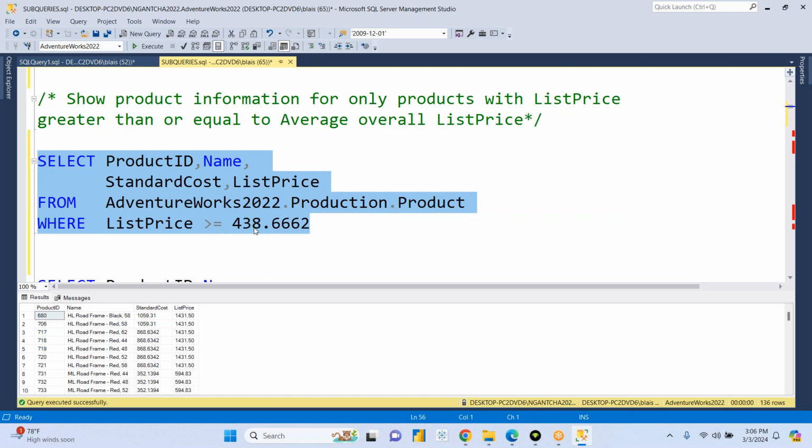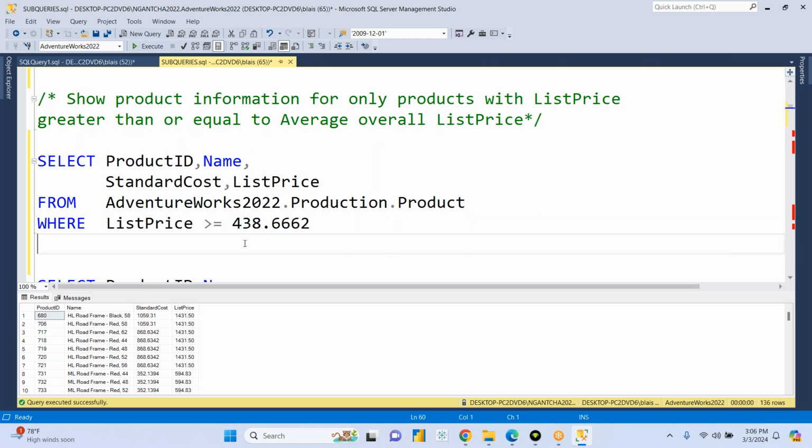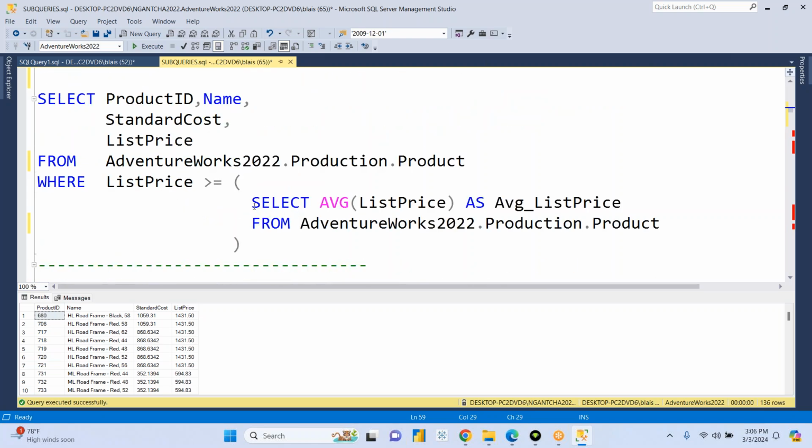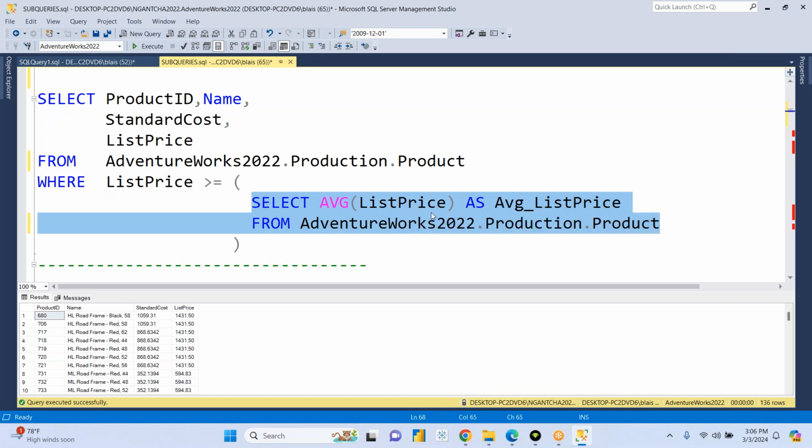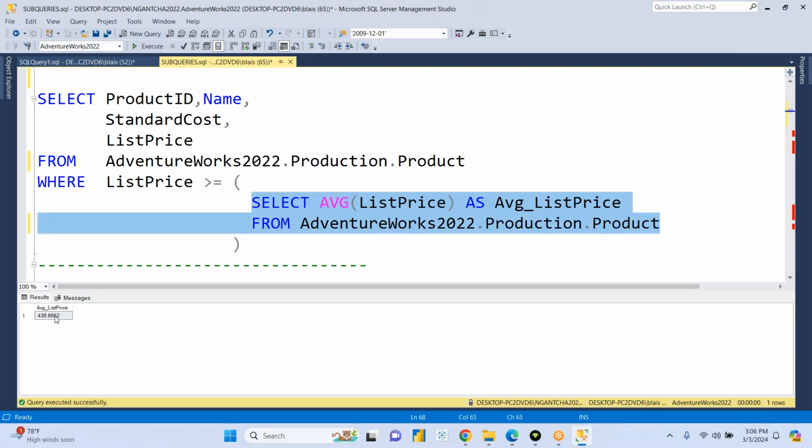The average list price value for today might be different tomorrow. And this does not take into account the possibility that the average list price could keep changing. So instead of hard coding this value like this, copy the query you use to generate this value and place it in this position. And that's what we're doing right here. You see, that's the query right there. We copy it, put it in this position. That query still runs and generates that value.